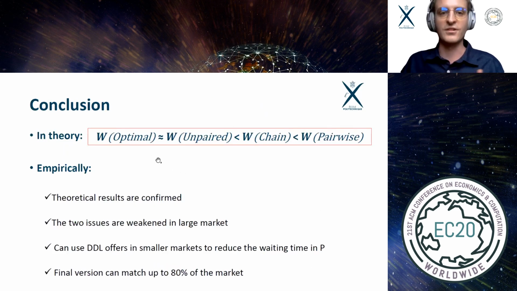So let me conclude. In this paper, we have a theoretical model that shows that our proposal of unpaired kidney exchange is very close to optimal and performs better than chain and pairwise. Empirically, we show that the theoretical results are confirmed. And the two issues that we mentioned are weakened in large markets and can also be solved in smaller markets by using offers from deceased donors.